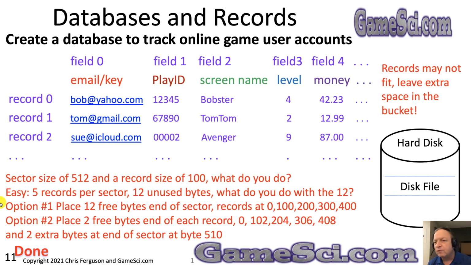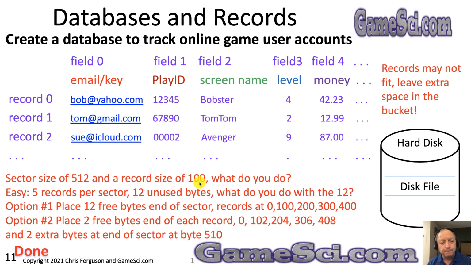Now, what do you do if the records don't exactly fit? What if the record size and the sector size don't allow for an exact match? The best thing to do is to leave a little extra empty space in each disk sector or disk bucket, as I've been calling them. Much, much better to have unused space on the disk drive than it is to try to span records across disk sectors. Let's say you had a sector size of 512 and a record size of 100.